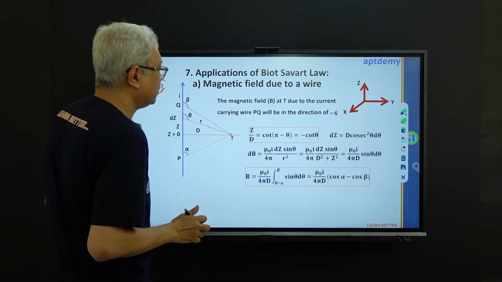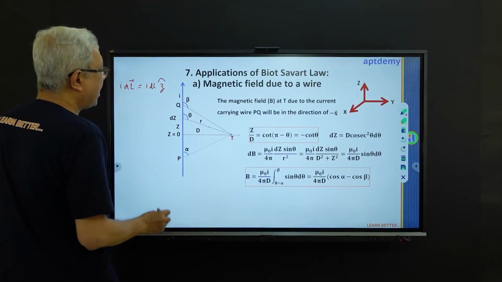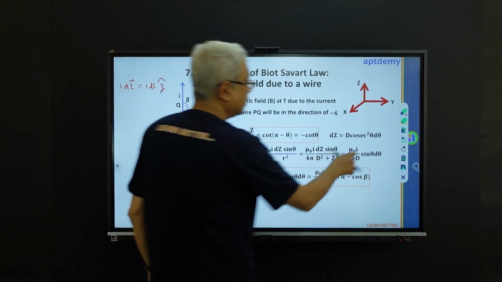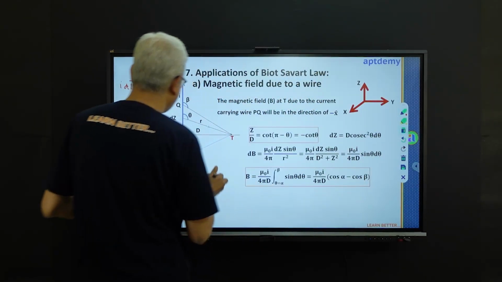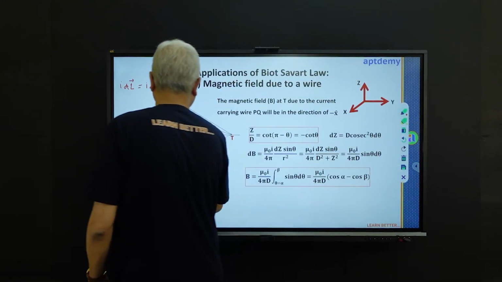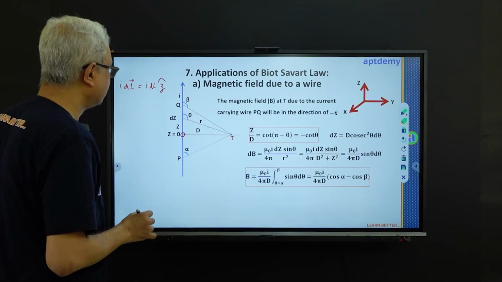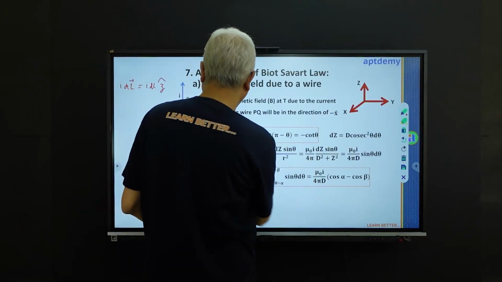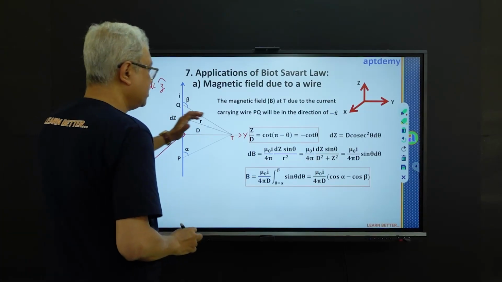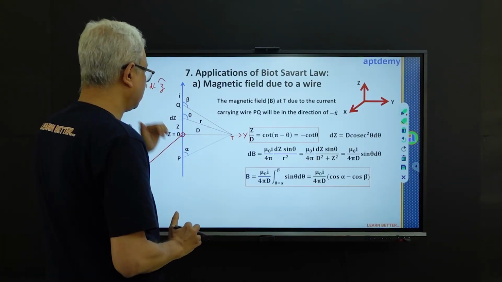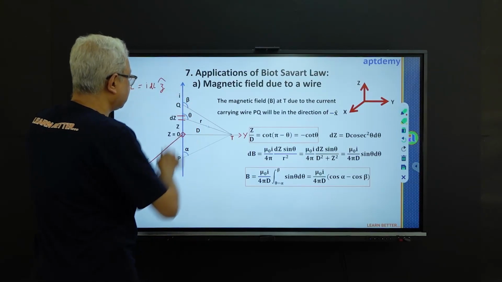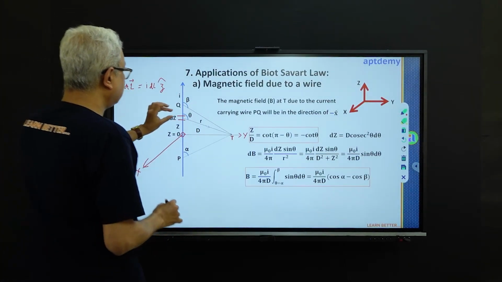Then what happens? Now dl we can write like this, and consider this is the test point where the magnetic field has to be calculated. Now drop a perpendicular from the test point on the conductor. This point you consider as the origin of the coordinate system, that is z equal to 0. This is the z direction, this is the y direction, and the x direction is obviously perpendicular to the plane of the board and coming out of the board. Now consider an elementary length dz on the wire, because this is the z axis.